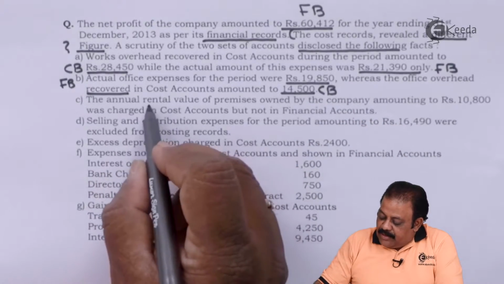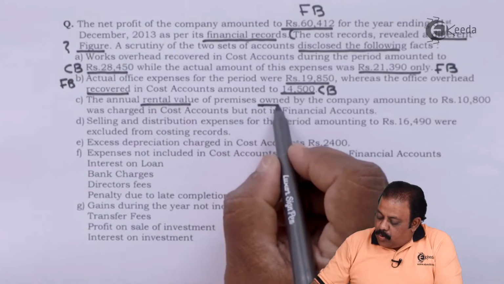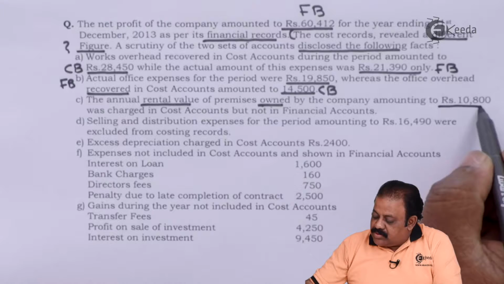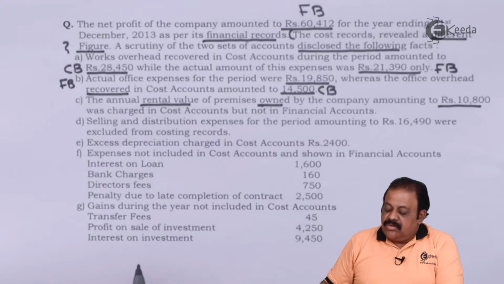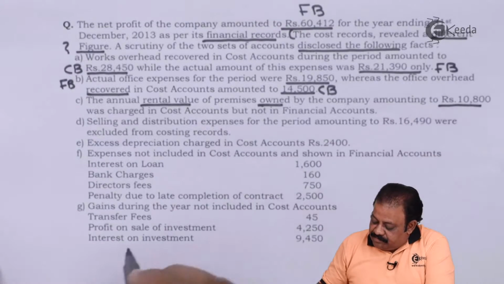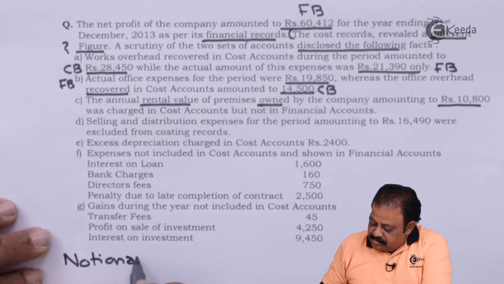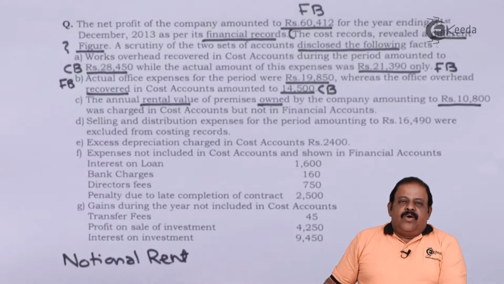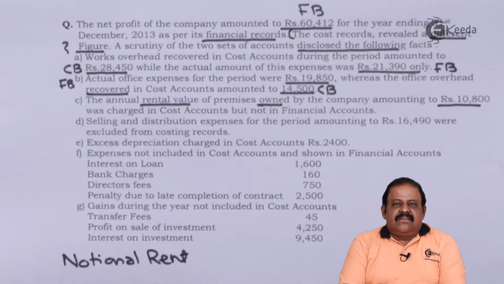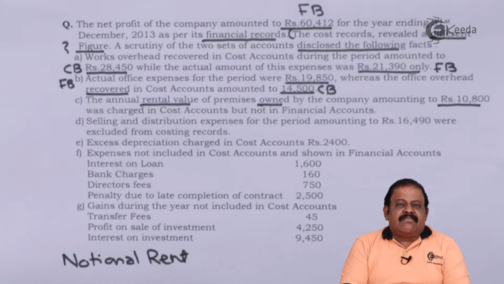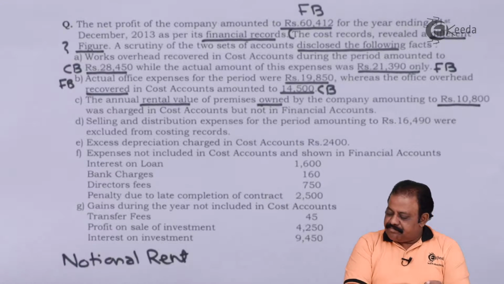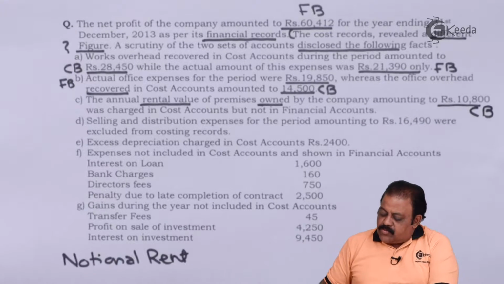The annual rental value of premises owned by the company amounting to 10,800 was charged to cost account but not in financial account. So this is nothing but the amount of notional rent. Now what is notional rent? This rent is not actually paid but if you take similar premises on rent, you are required to pay rent. So that rent is calculated and recorded in cost book on a notional basis, which is called notional rent, to be recorded in cost book only.